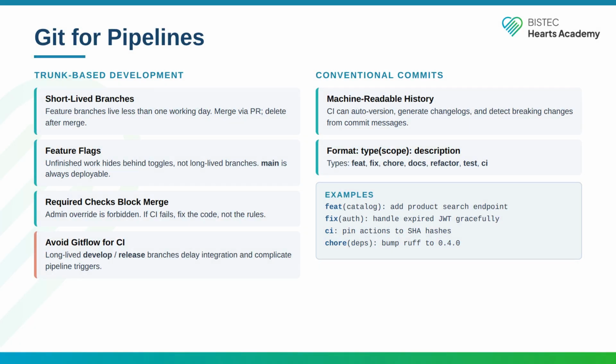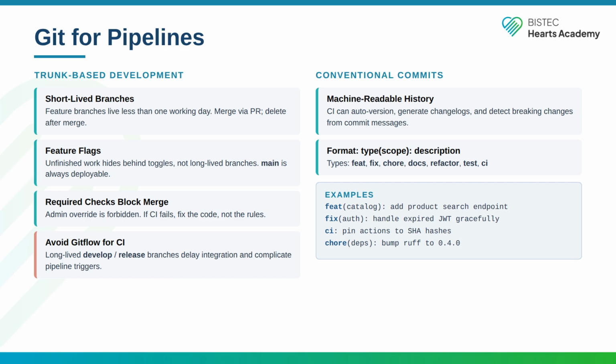Trunk-based development means everyone commits to main frequently, ideally daily or more. Short-lived branches live less than a working day. This is the opposite of Gitflow's long-lived feature branches, and it's what enables true continuous integration. If a branch is live for a week, you're not integrating continuously.